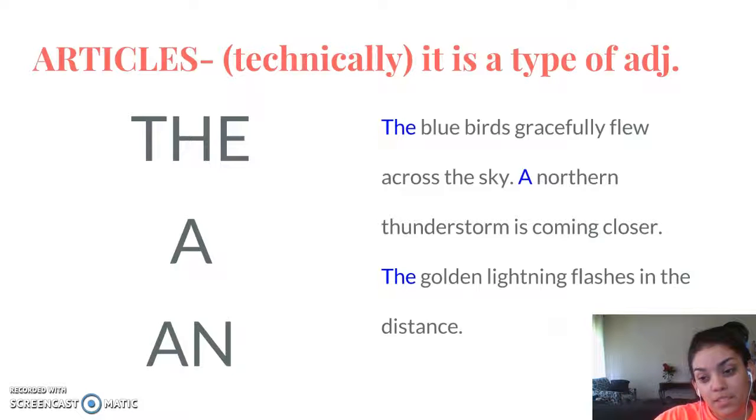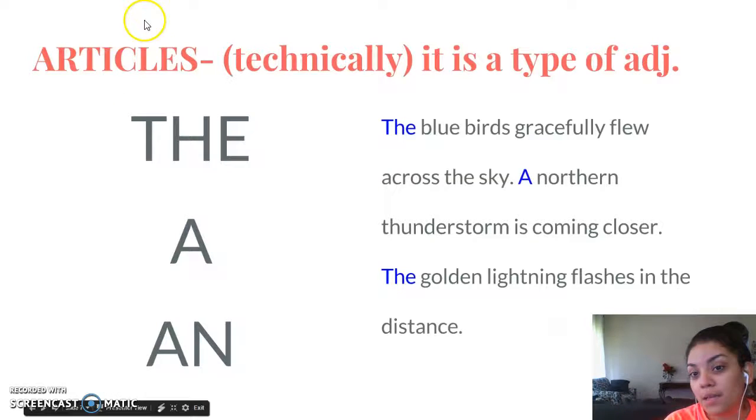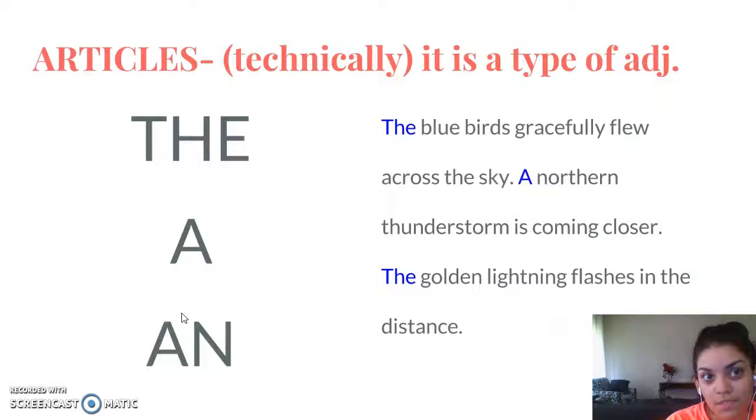But in those sample sentences, I had the blue birds gracefully flew across the sky, a northern thunderstorm, the golden lightning flashes. So these are the articles, the, a, and an. Of course, a is for, I'll get into that in a second. An is for words that start with a vowel. If a word starts with a vowel, you put an in front of it. That took a long time to say, but hopefully you got that.